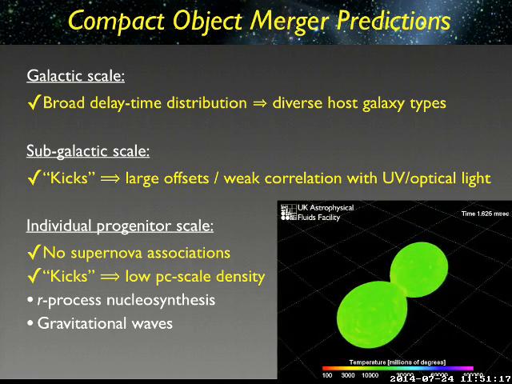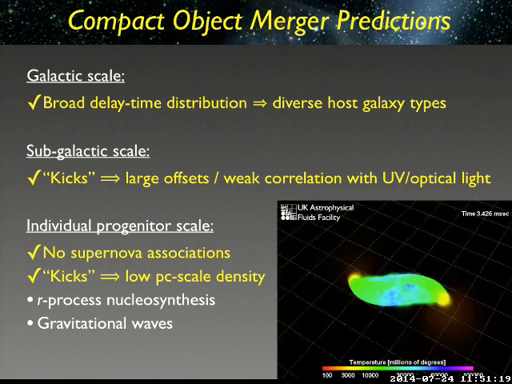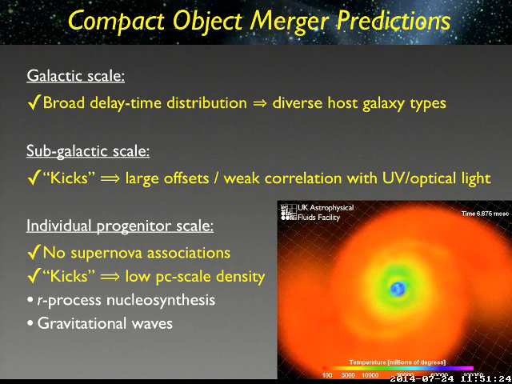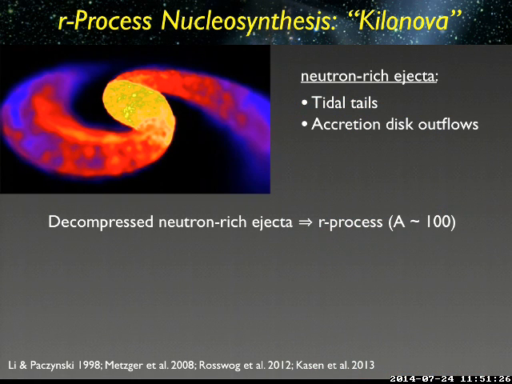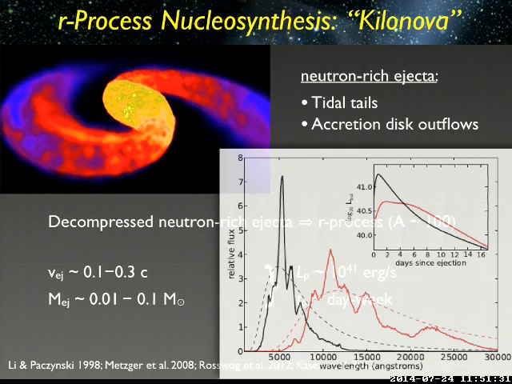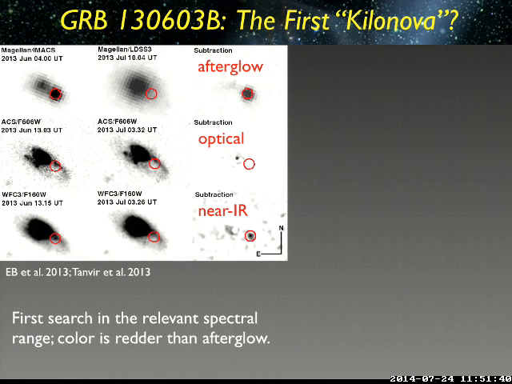Okay, so we seem to have evidence for these kicks from the low densities that we infer. Let me not say much about this, because Brian talked about it in great detail. He showed the impact of high opacities on the emission from the kilonova, shifting it into the infrared. And he also showed the observations of 130603B that show late-time excess infrared emission without accompanying optical emission, right?